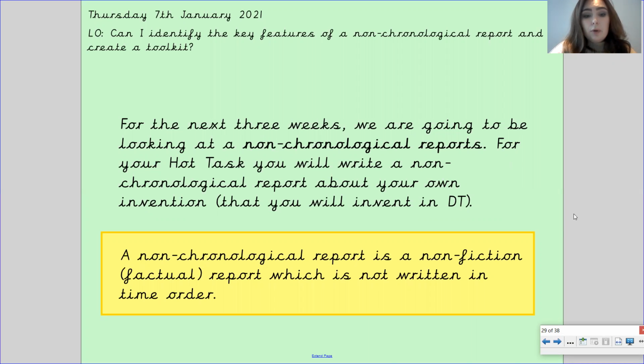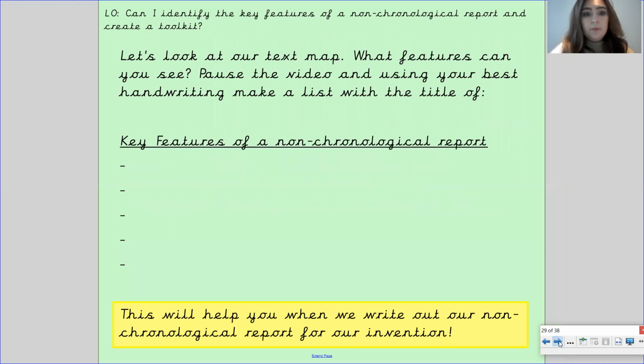Now, a non-chronological report is a non-fiction, factual report that is not written in a time order. Chronological means it is written in the order in which it happens, whereas non-chronological, it doesn't matter about the order. Now, what I want you to do is get a piece of paper and a pencil, and write the title, Key Features of a Non-Chronological Report, at the top. Pause the video here so you can write the title.